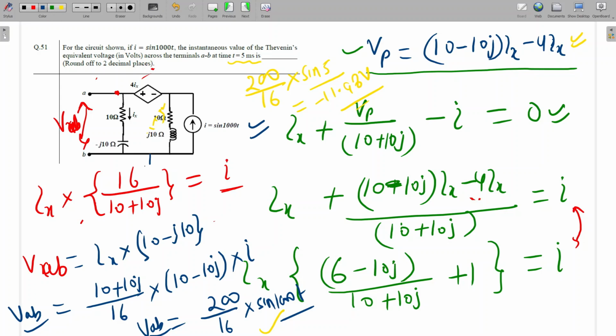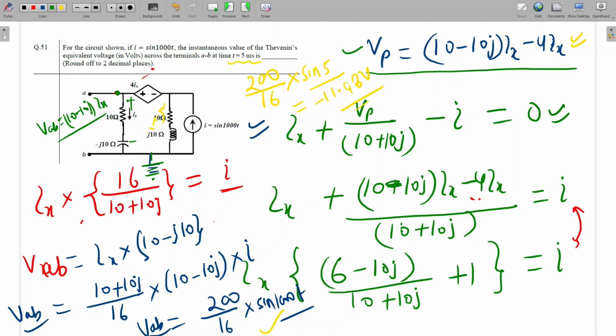See, I am taking this as a ground. So with respect to ground, what will be the voltage of this node? In nodal analysis, we have to select some ground. If I select this point as ground, what will be the potential of this point with respect to ground? Here we can write 10 minus 10j into Ix. So this VAB will be 10 minus 10j into Ix.